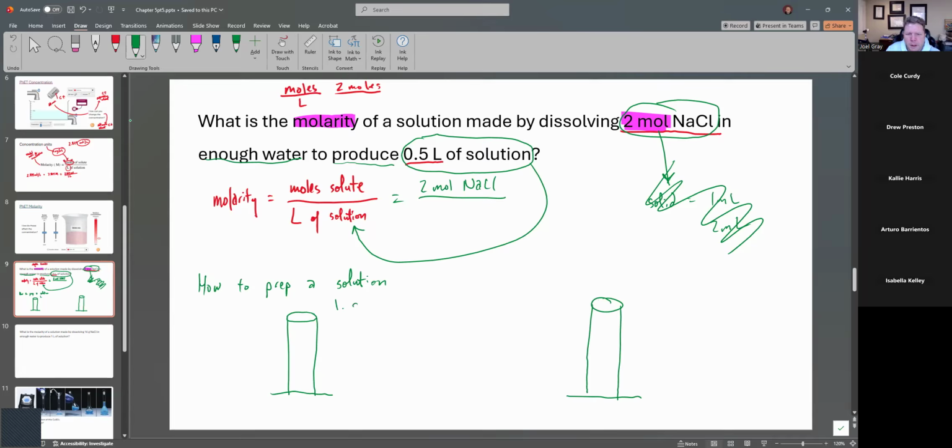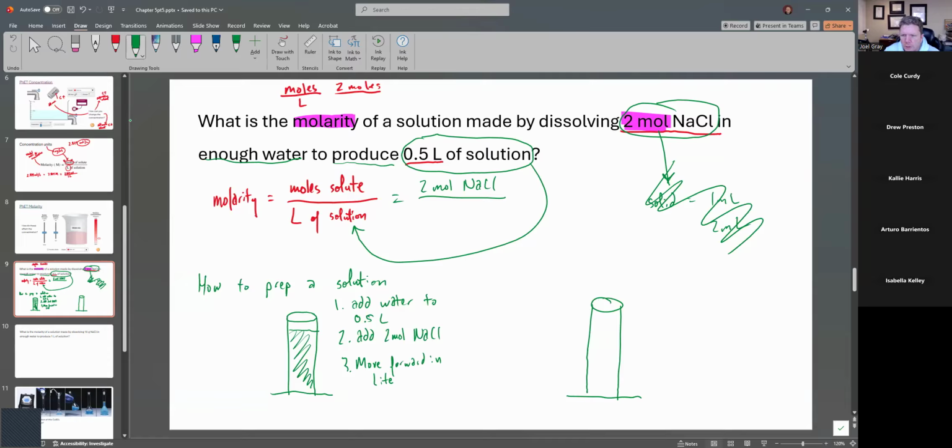Step one, add water to 0.5 liters. Okay, so let's go ahead and say that's right here. So I'm going to add water all the way up to 0.5 liters. And then step two, add, well, this tells us 2 moles NaCl. And step three, move forward in life. Okay, so that's one option. And you might think, okay, cool, that sounds good.